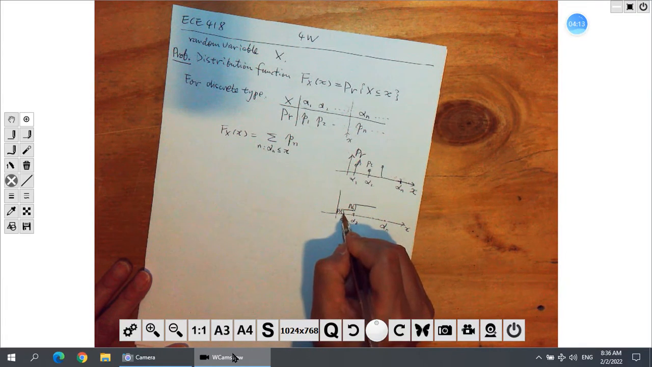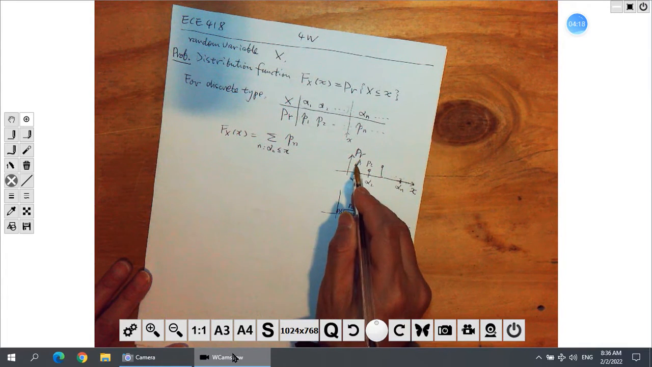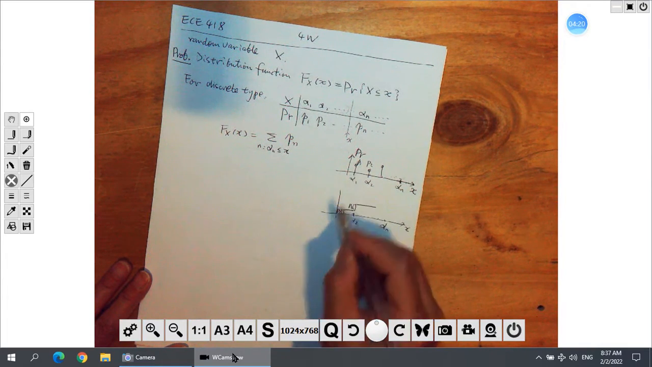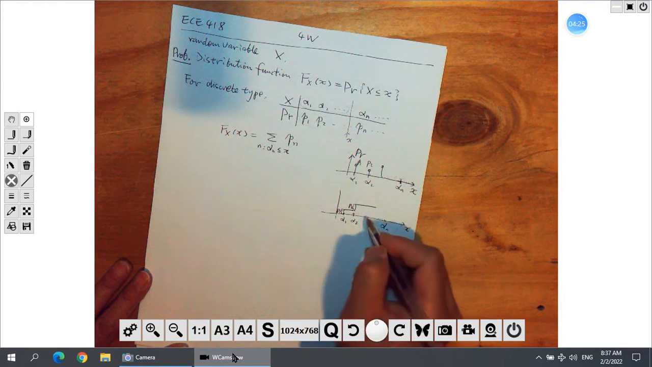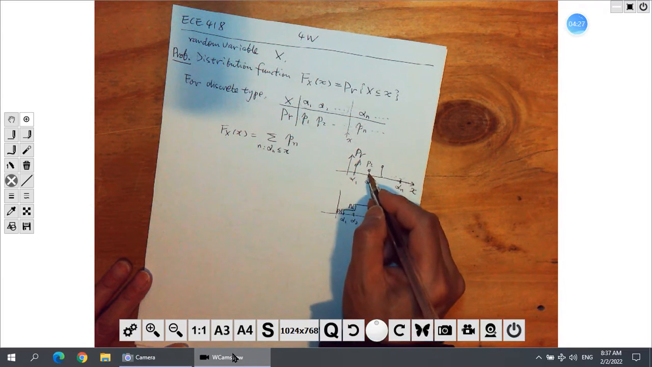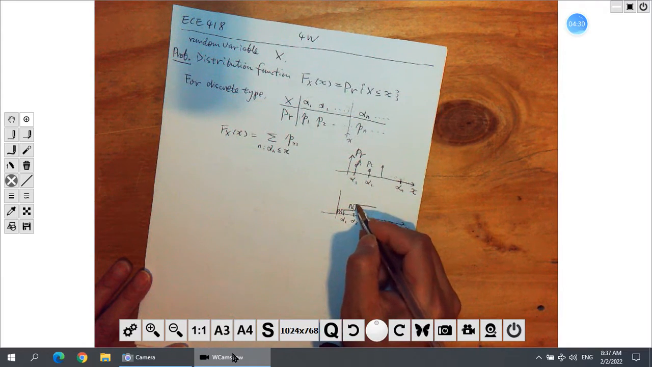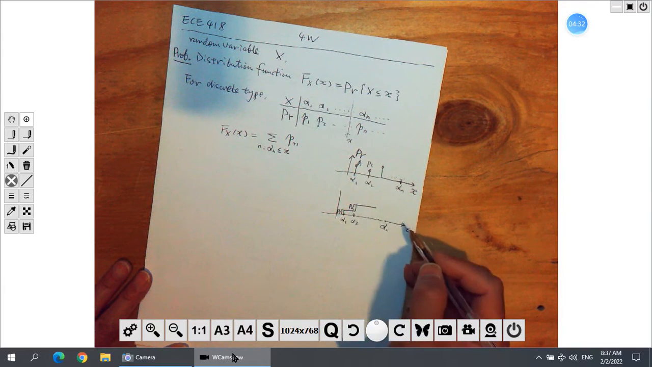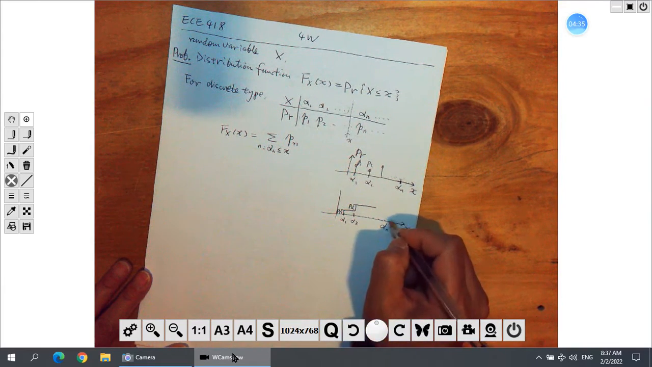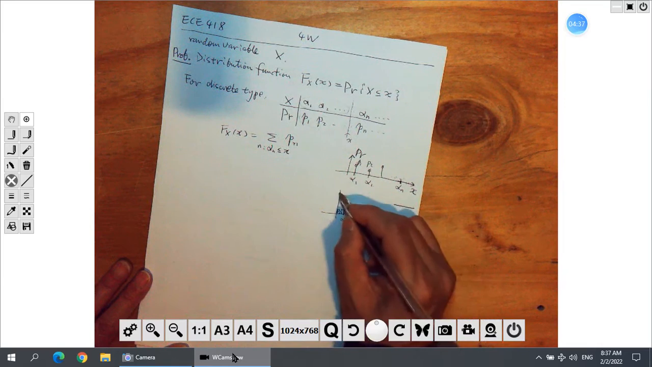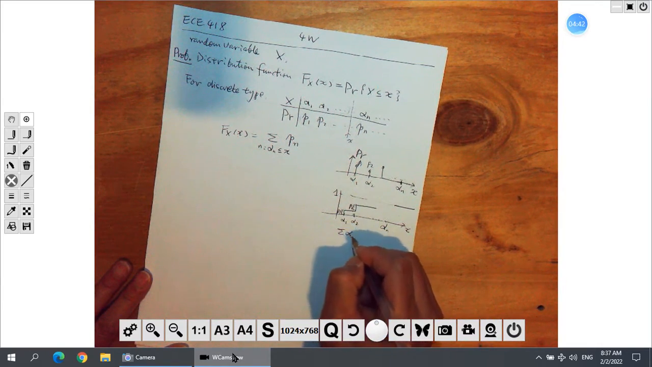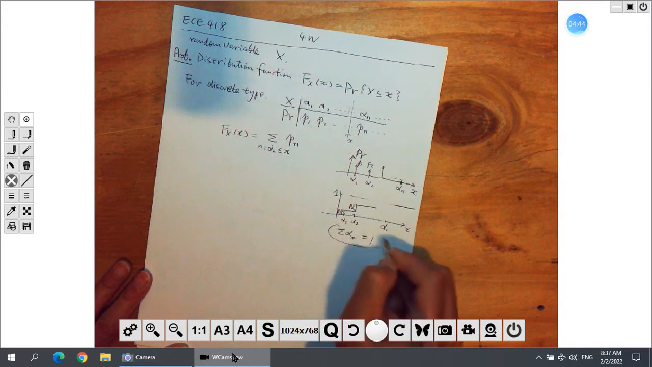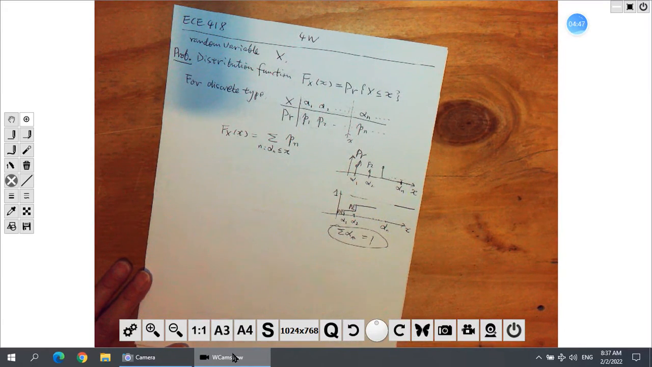At alpha 1 you have a jump; the peak value is p1, so the step up is p1. And at alpha 2, here's the peak, and there is a step up by p2. Then keep going, and finally the final value will be 1. The summation of all these probabilities will be 1. So this is the discrete type case.